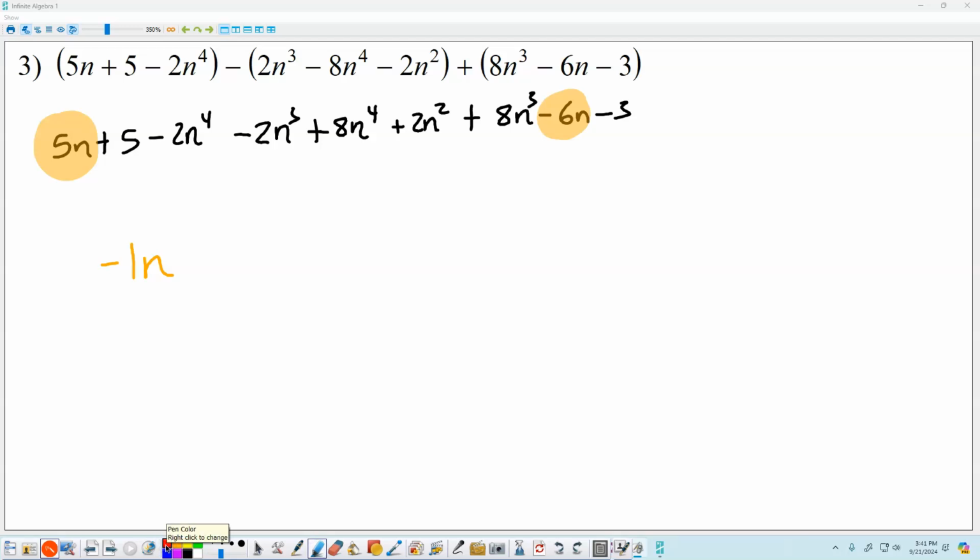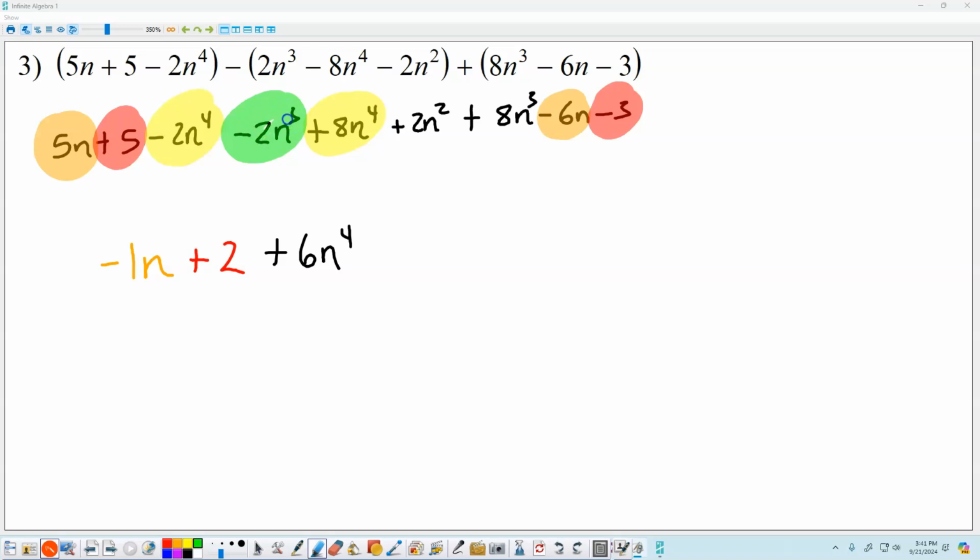All right, let's move on to the next one. This is a constant, which means it doesn't have a variable. And it's a like term with another constant over here, which is negative 3. So we'll go ahead and combine those. 5 take away 3 is 2. It's a positive 2, so I'm going to put a plus 2. Next, we have this negative 2n to the fourth. We're going to combine that with any other terms that have an n to the fourth power, which would be right here. So that would be a negative 2 plus 8 is 6n to the fourth.